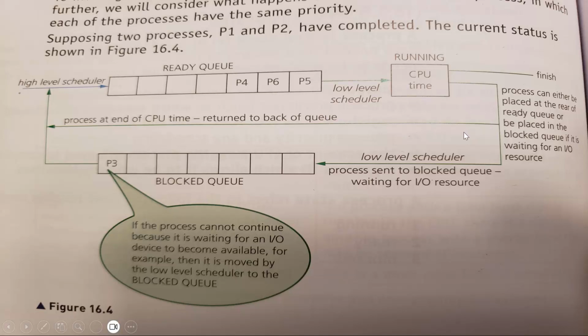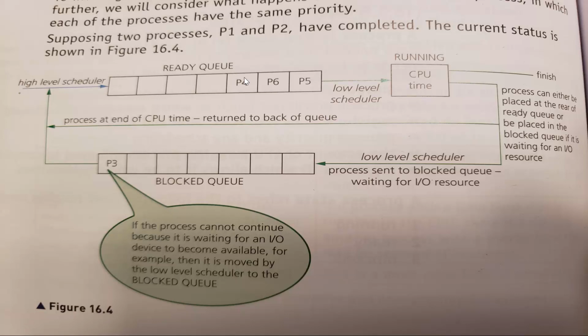Now, if we are not waiting for input, then we're going to go from the running state all the way back to the ready state. So it's going to get passed off to the high level scheduler, and the high level scheduler is going to say, okay, I'm going to put you back at the end of the line.